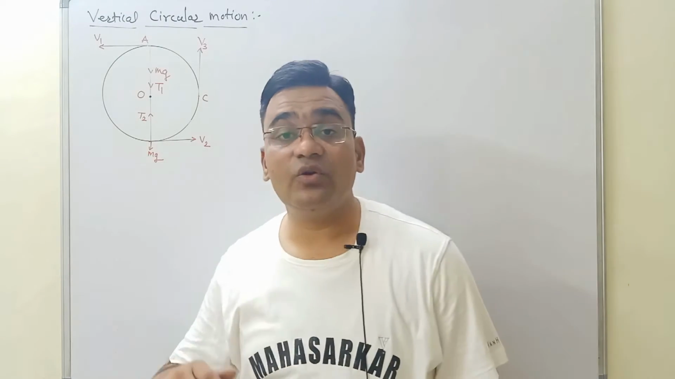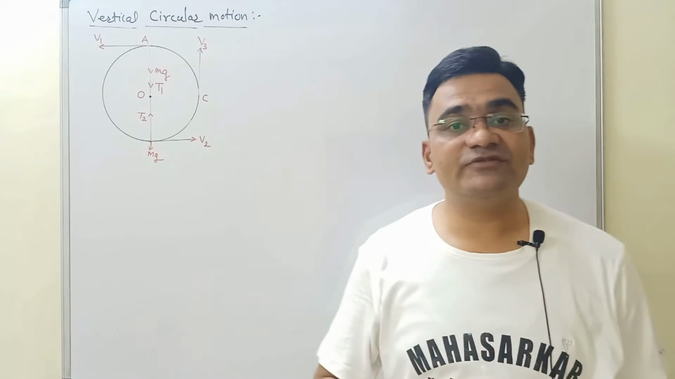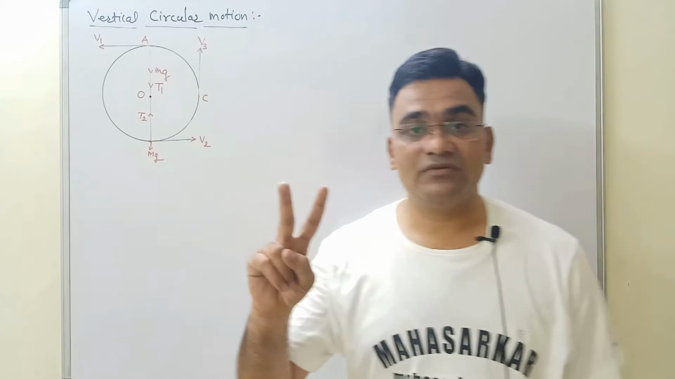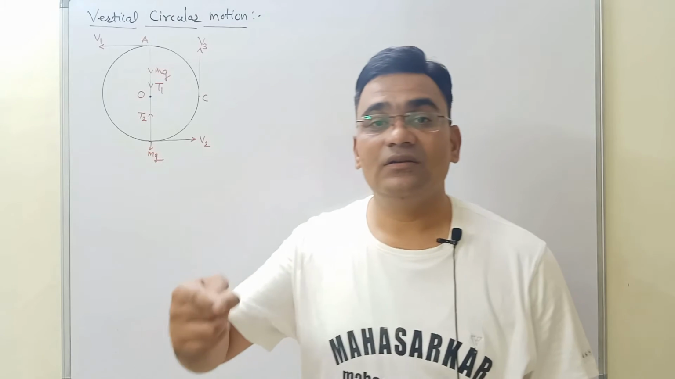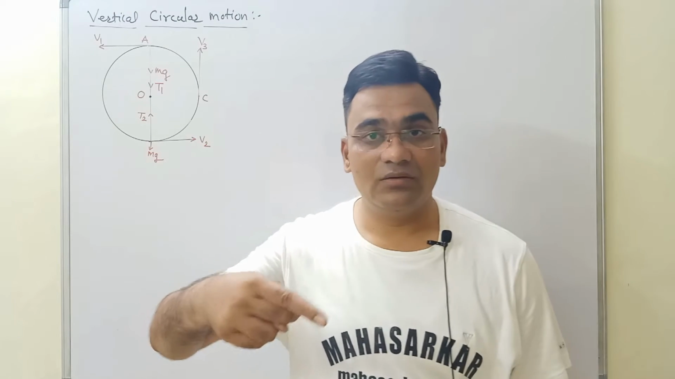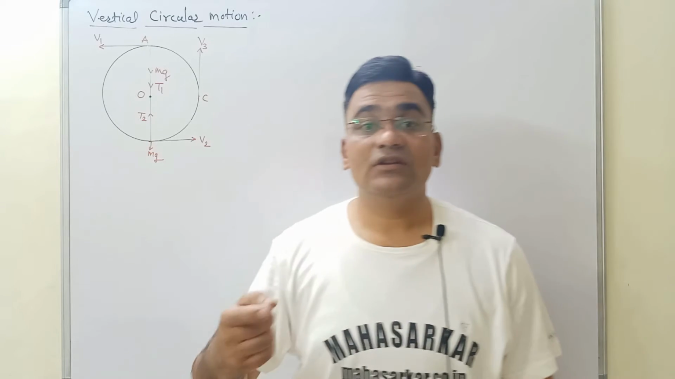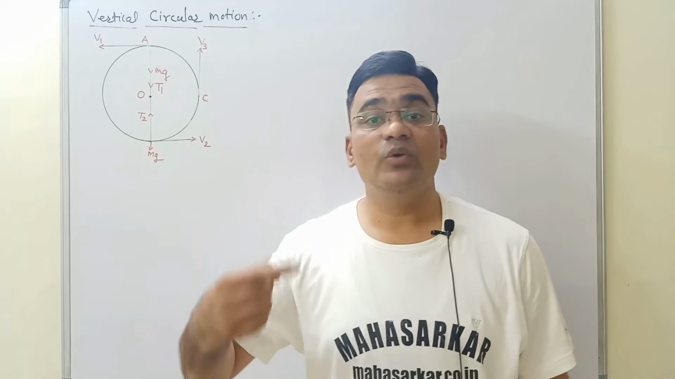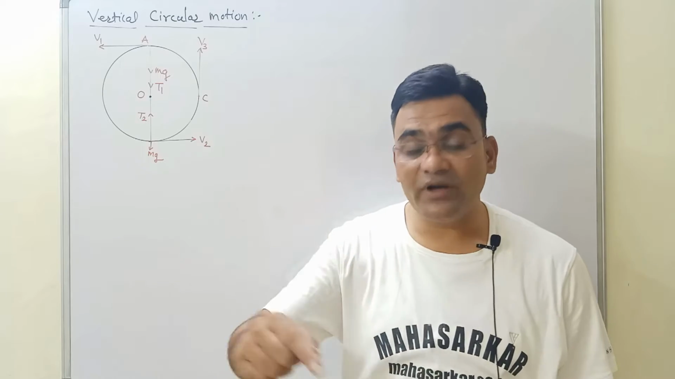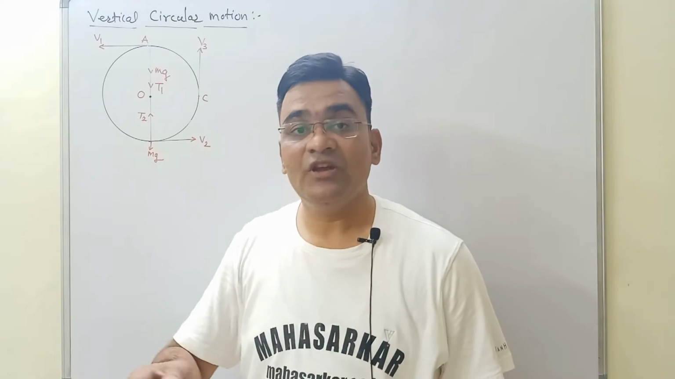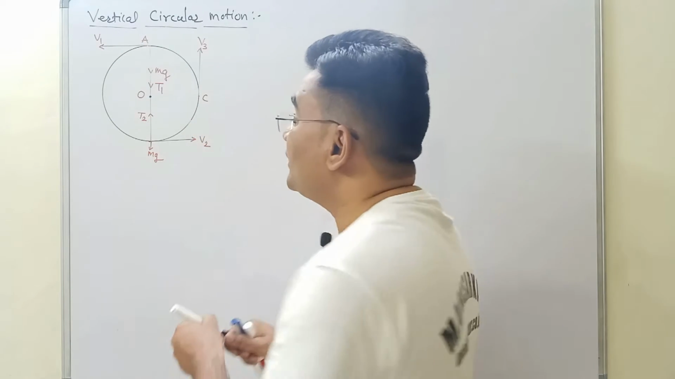In today's article, we are going to deal with vertical circular motion. In previous videos, you must have learned that there are two types of circular motion. Uniform circular motion, in which the velocity of the object performing the circular motion always remains constant, whereas non-uniform circular motion, in which the velocity of the object performing circular motion changes at every point along the circumference of the circle. So this vertical circular motion is also non-uniform circular motion.